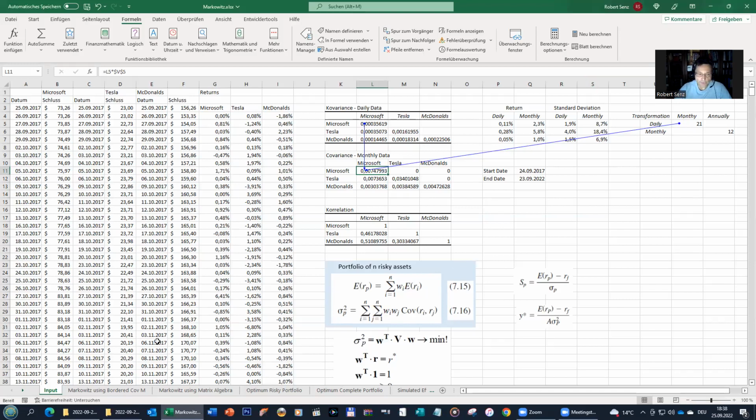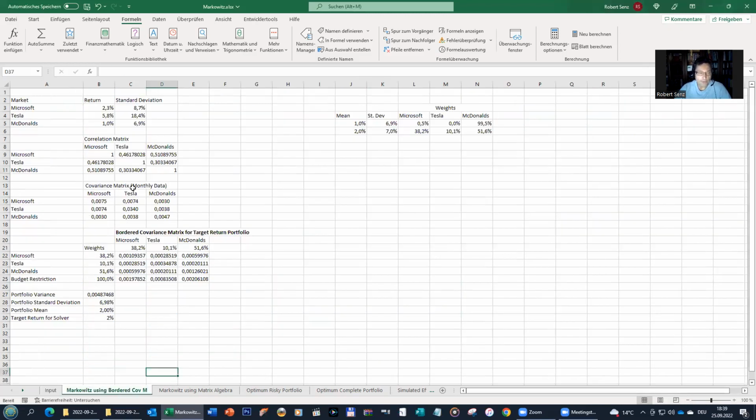I show you now the first solution. This is what we've done so far. And then I show you the second solution, which I would suggest that you should be familiar with, because for you, it's then easier at the end. So let's take a look at the bordered covariance matrix solution.